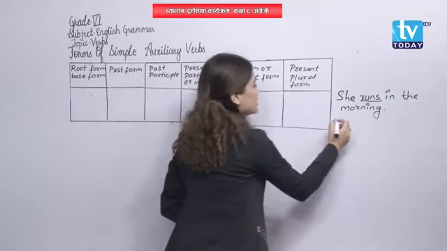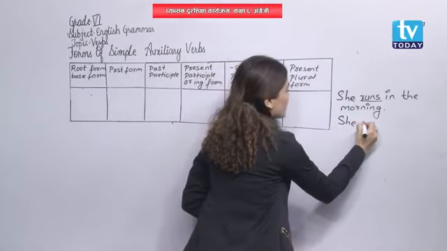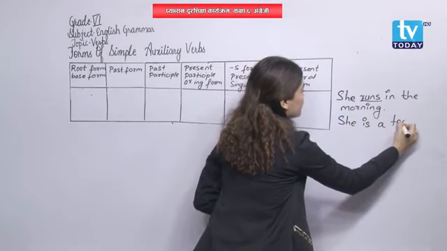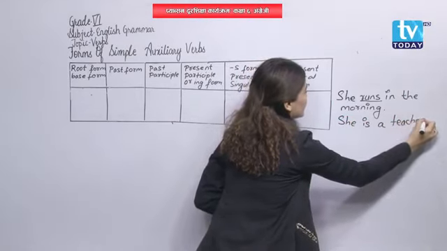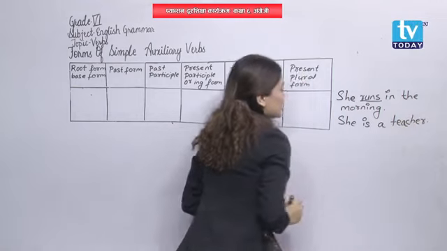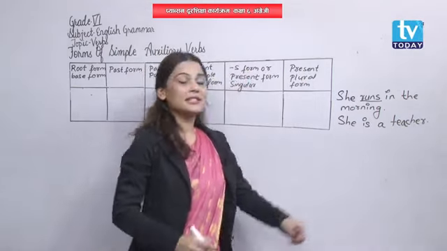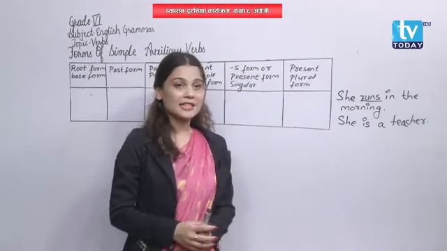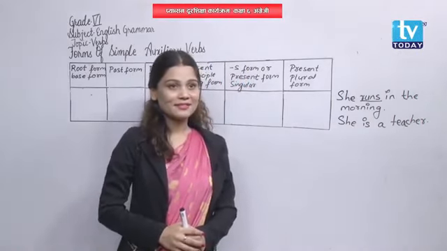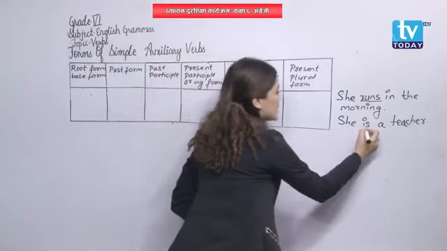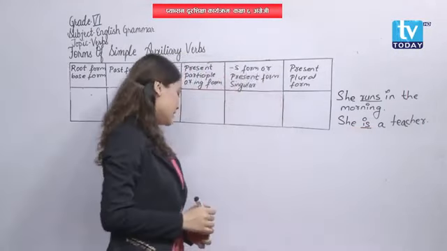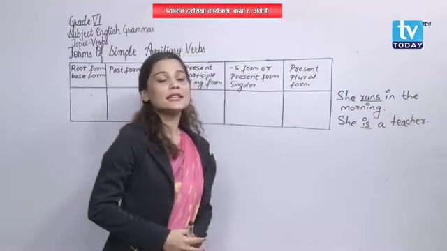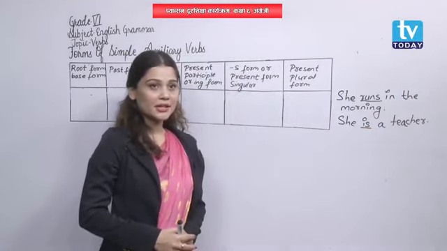Another example is, she is a teacher. So which word completes the sentence here? Can you tell me? Yes, is. This completes the sentence here. Is shows a state. Did you understand, my dear students?